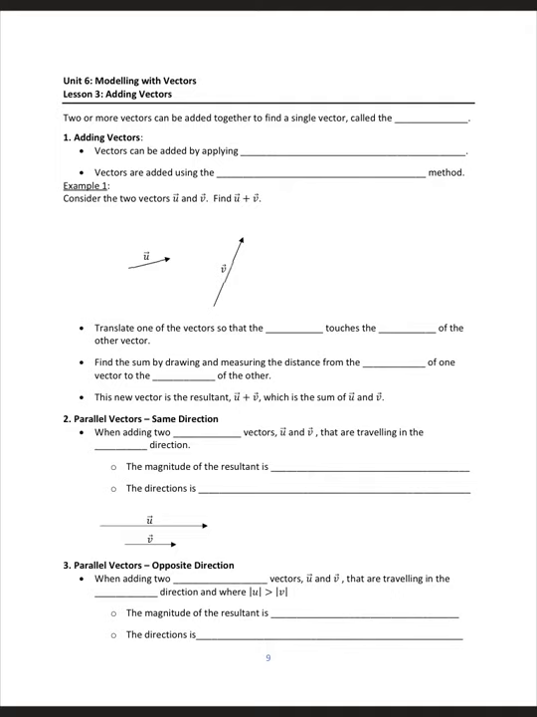We're going to create essentially that triangle and use some of our knowledge of trigonometry to find the magnitude and direction of these vectors. So two or more vectors can be added together to find a single vector called the resultant. We looked at the resultant a bit yesterday, and we'll continue to do so today and tomorrow. So vectors can be added by applying one vector after the other. Vectors are added using the head to tail method. I'm going to show you what that looks like here.